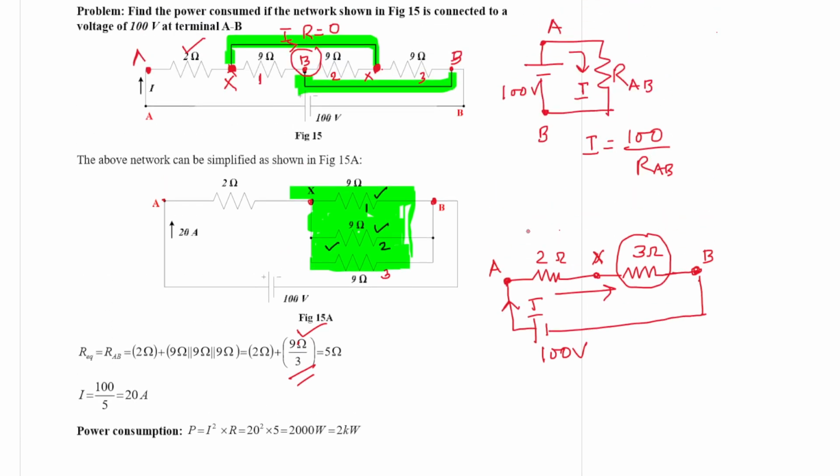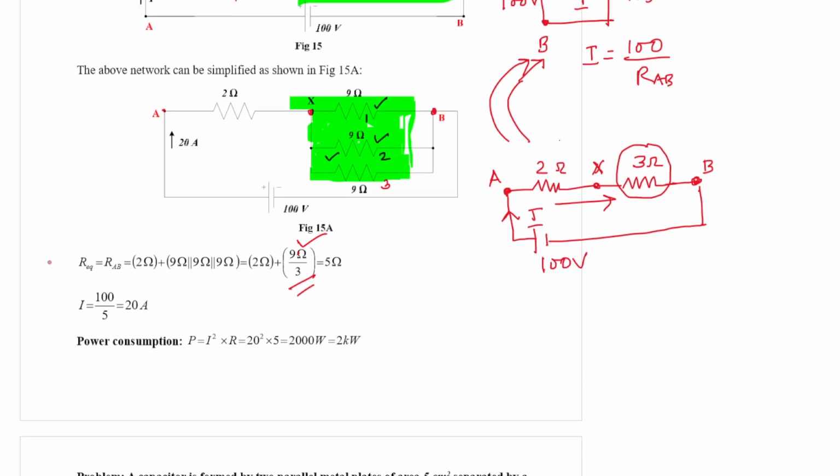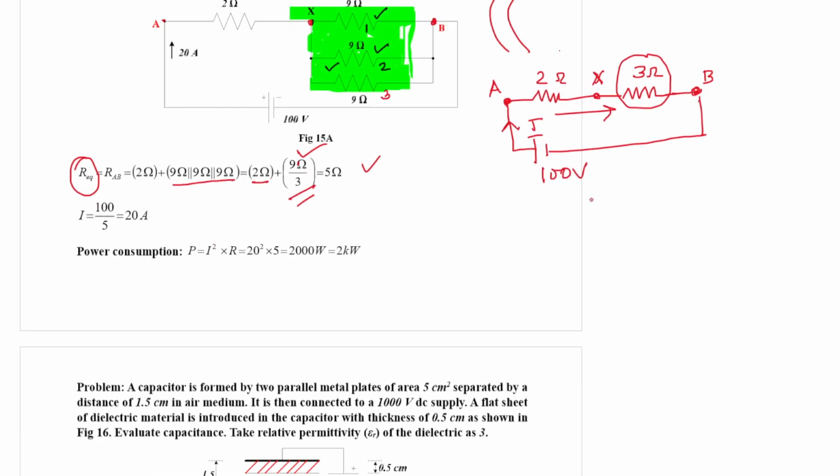So if you go back to this diagram, across AB the 2 ohm and 3 ohm are connected in series. So basically it is 5 ohm. That is exactly what is written. The equivalent resistance is 5 ohm. That is, 2 ohm and three 9 ohm resistances in parallel make 5 ohm. So what will be the current?